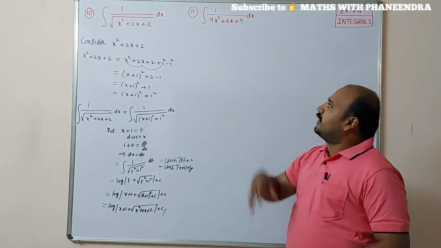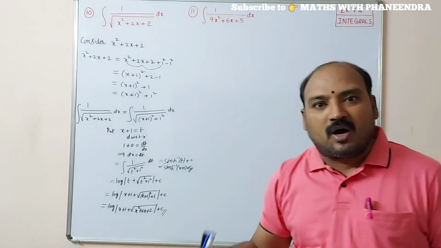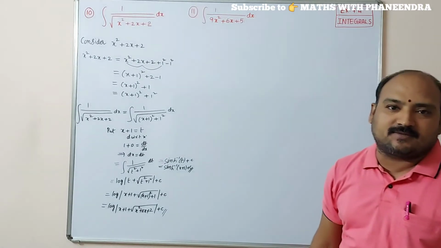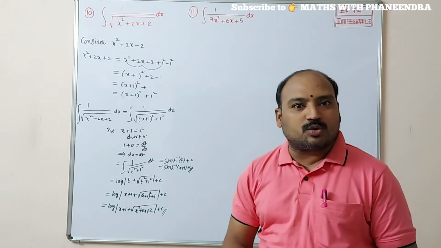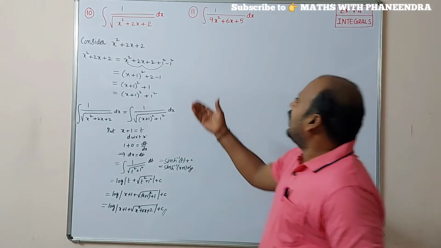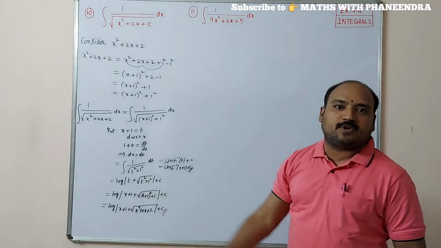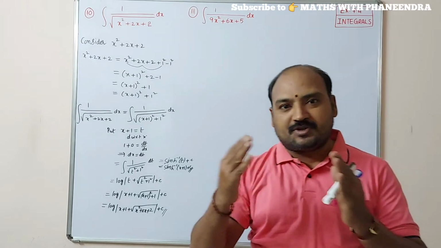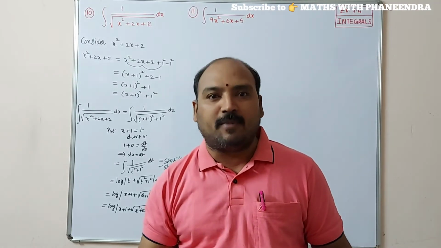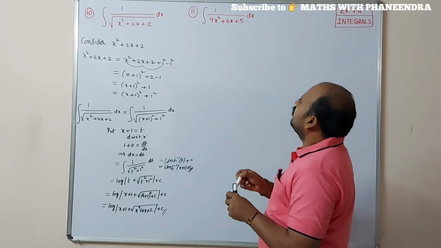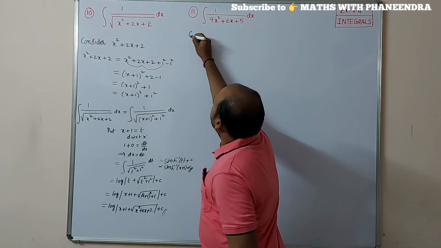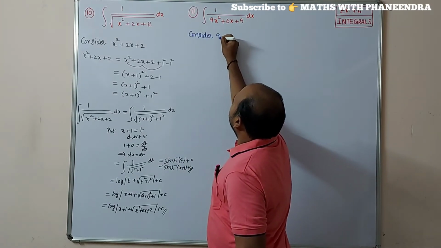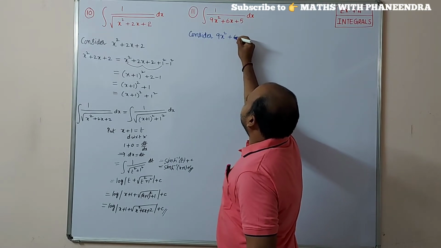In question number 11, integral 1 by 9x squared plus 6x plus 5 into dx. First, what do we have to do to solve these types of problems? You have to consider the quadratic expression. After that, make the x square coefficient 1 by taking it common. See here, consider 9x square plus 6x plus 5.